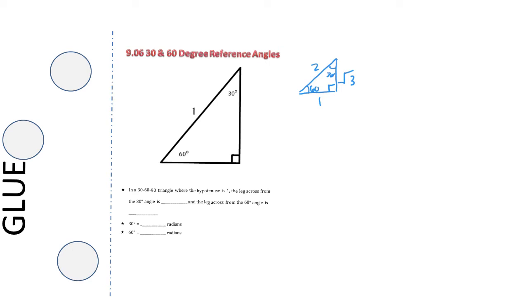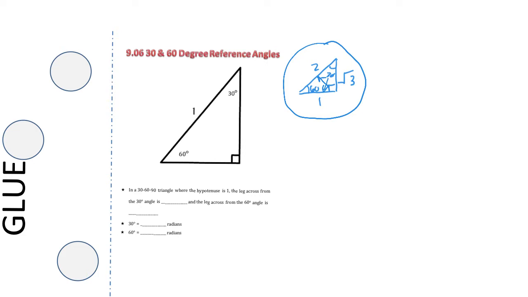So just like yesterday, we're going to graph triangles on the unit circle, but instead of 45, 45, 90 triangles, we're going to do 30, 60, 90 triangles. So it's important to remember our baby 30, 60, 90. Remember, 1 was across from the 30, 2 was across from the 90, and square root of 3 was across from the 60.